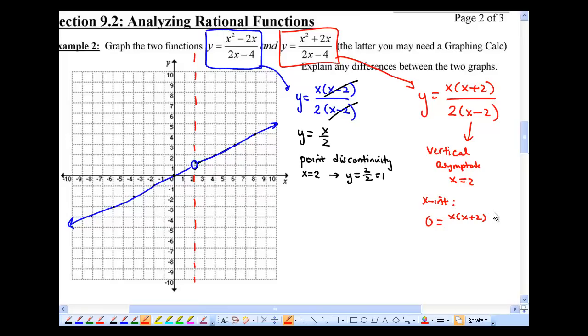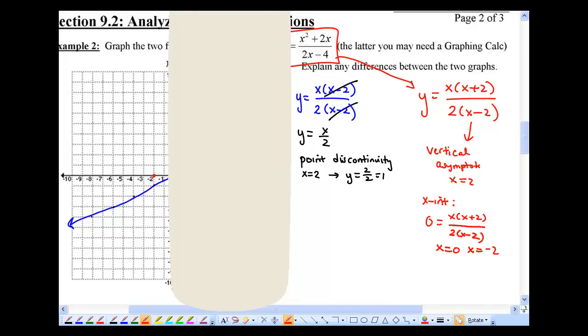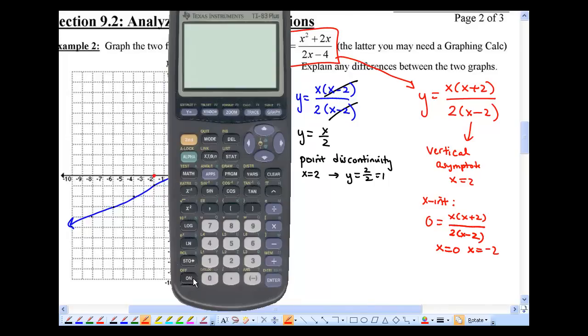So what matters is on the top. And so really what we have here is that x equals 0, x equals negative 2. So here, here. And if you're curious what this looks like, I'm not going to spend too much time graphing it out by hand. I will show you the graphing calculator though.